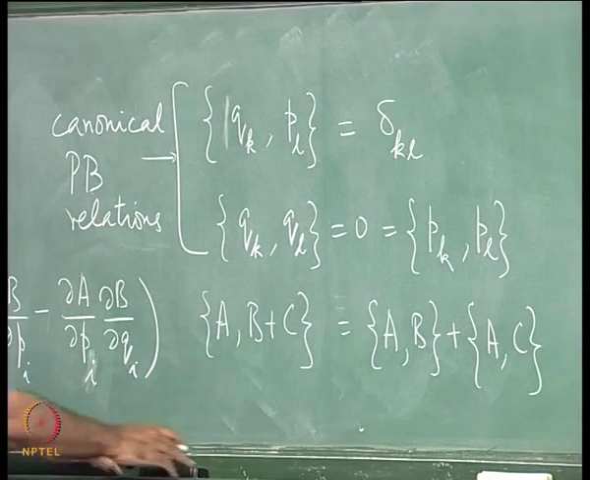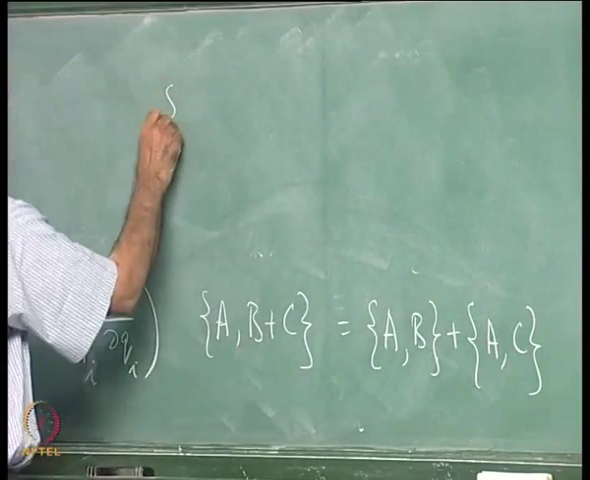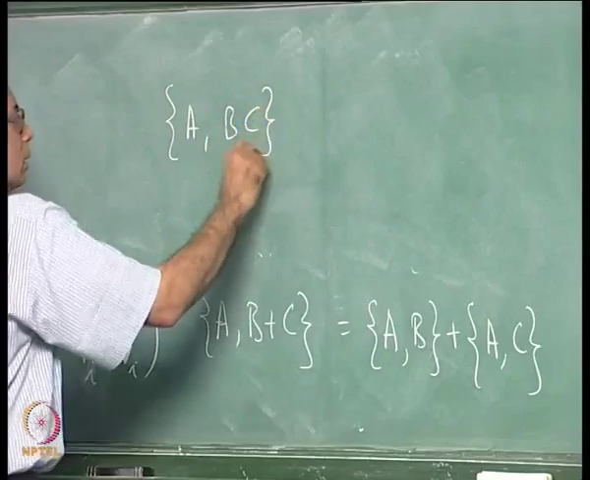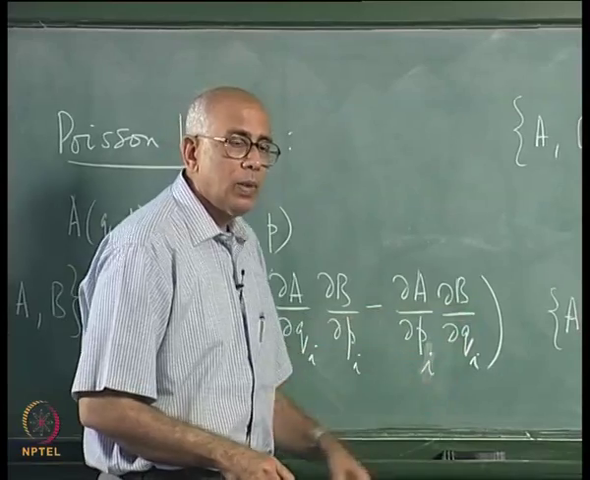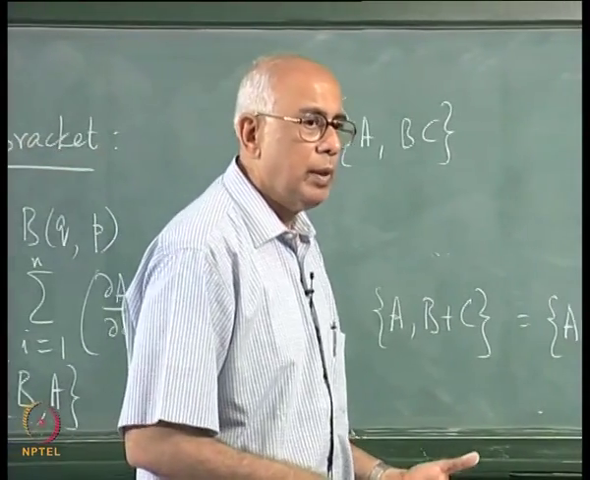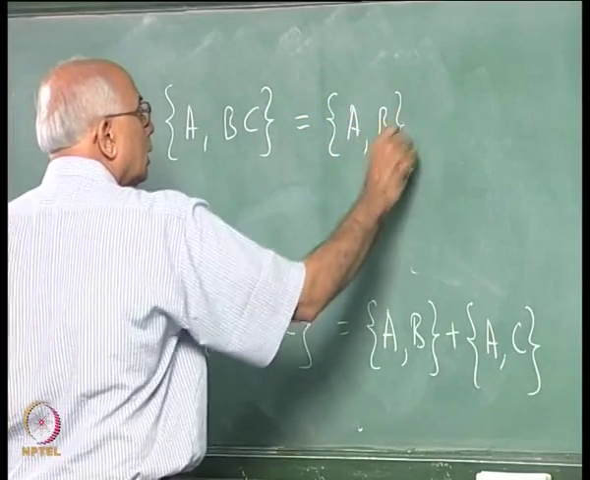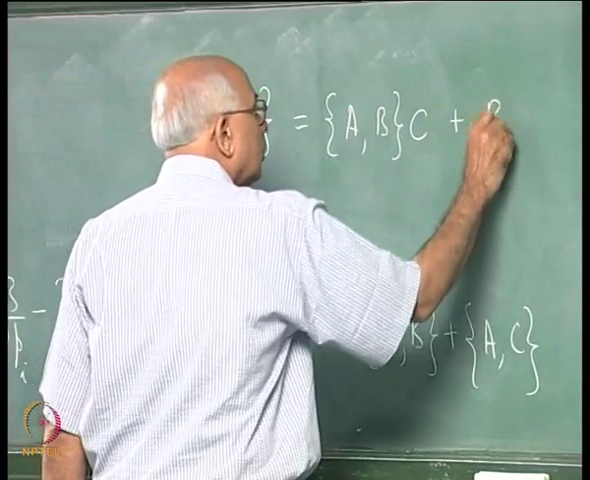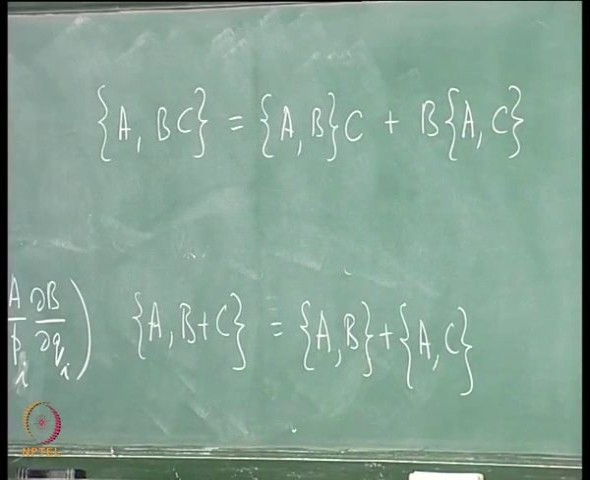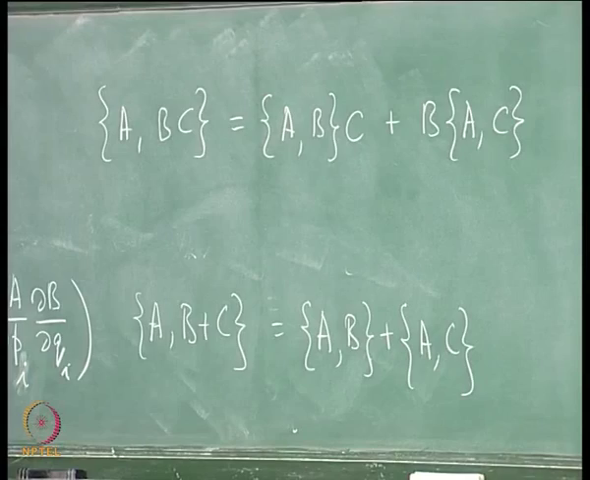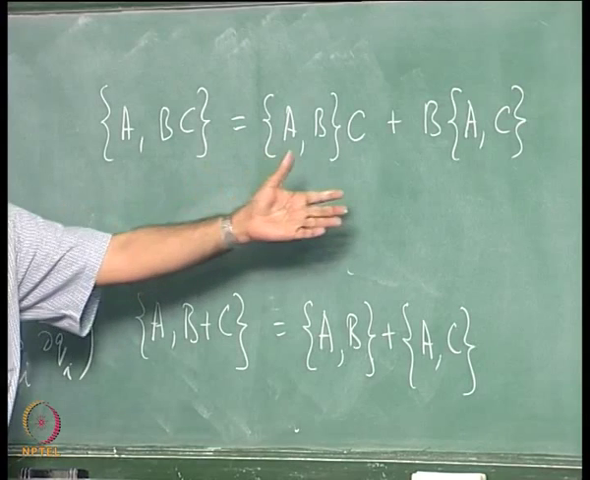What is the Poisson bracket of A with a product of two functions? So if I took A with BC and asked what this is equal to, you would have to use the definition and the chain rule of differentiation repeatedly, and then it is a simple exercise to show that it is A with B times C plus B times A with C. This is the chain rule for differentiating functions, that is all that has been used, and it leads to an identity of this kind.